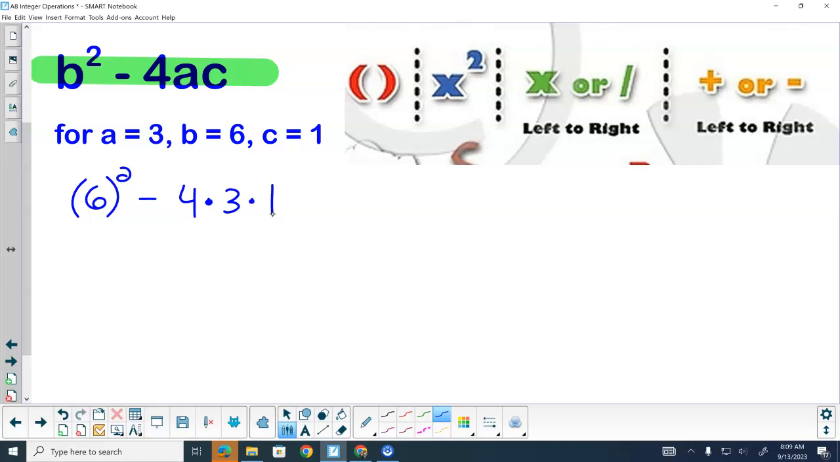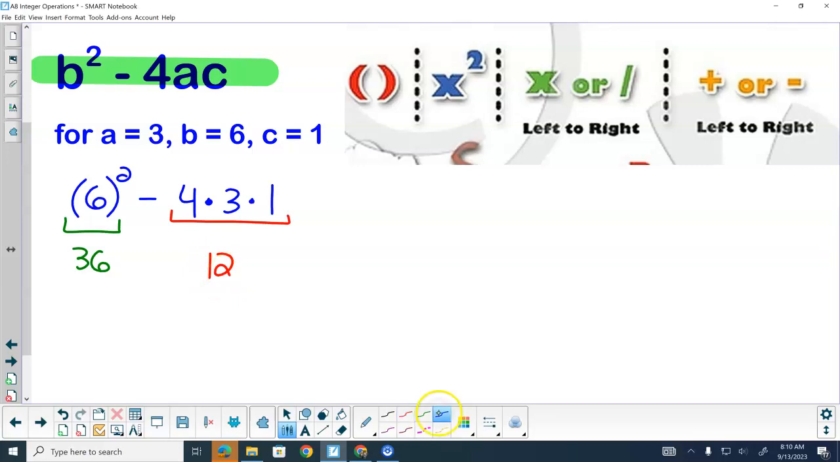So on our multiplication table, what is 6 times 6? 36. So this one becomes 36. Do we have any more exponents? Nope. Okay. Multiplication and division. How do we do multiplication and division? From left to right. So we don't have one here. This one's got a multiplication in it. So we're going to work left to right. 4 times 3. 12 times 1. Still 12. So this one becomes 12.